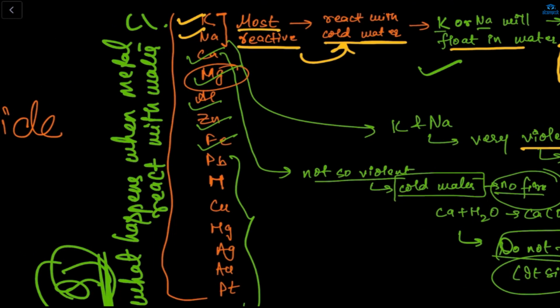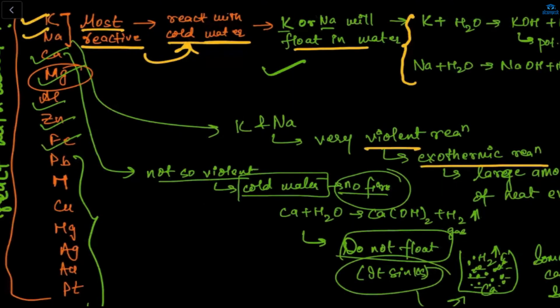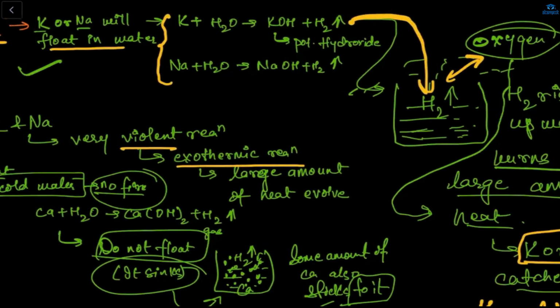Okay. So here sodium and potassium, these are what? These are most reactive. They react with cold water. If they react with cold water, what will happen? They will float in water. And what is the chemical reaction? If we combine potassium with water, we get potassium hydroxide and H2 gas, and here sodium hydroxide and H2 gas.